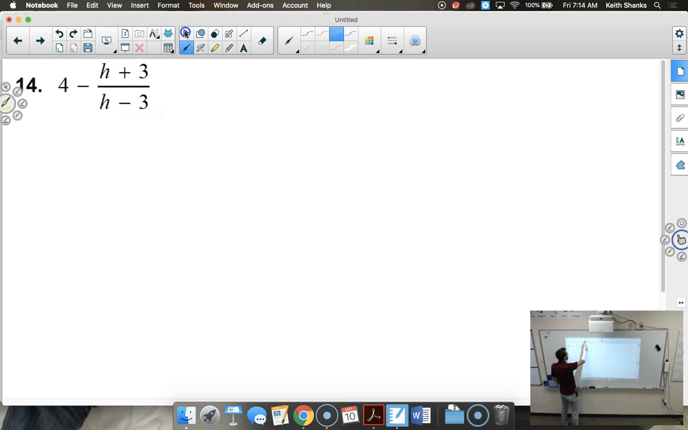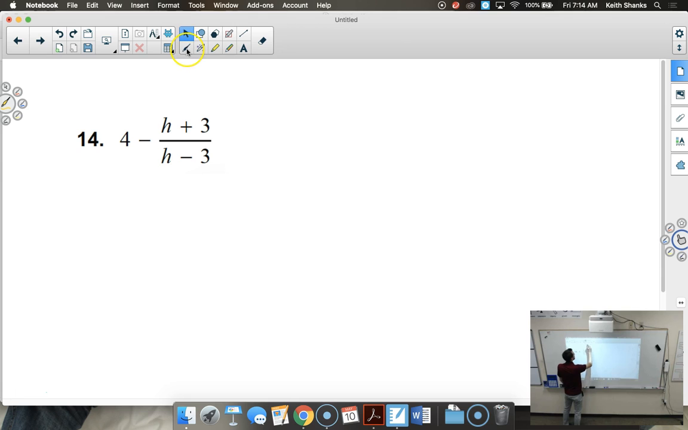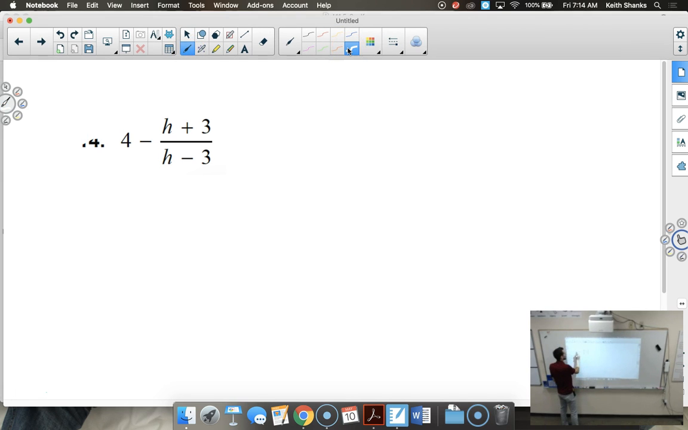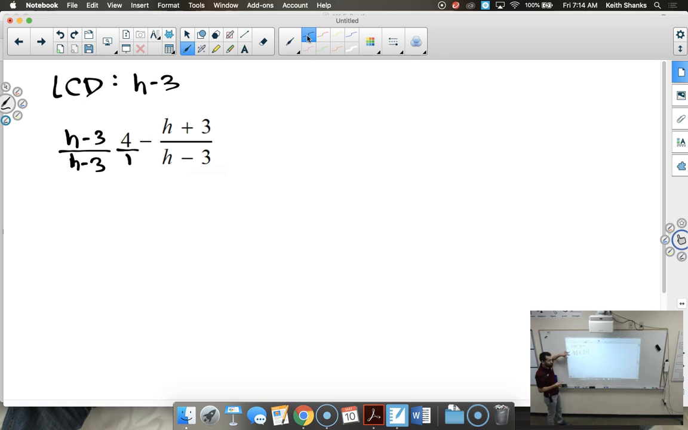Number 14. This one, I want to remind us, this is a fraction. It's over 1, and there's no denominator there. So the LCD, I guess there is a denominator. The denominator is 1. There's nothing written. Okay, the LCD is going to be h minus 3. So I'm going to multiply h minus 3 over h minus 3. Okay. This is a fancy way, again, of writing 1, just like we did on all the other ones.